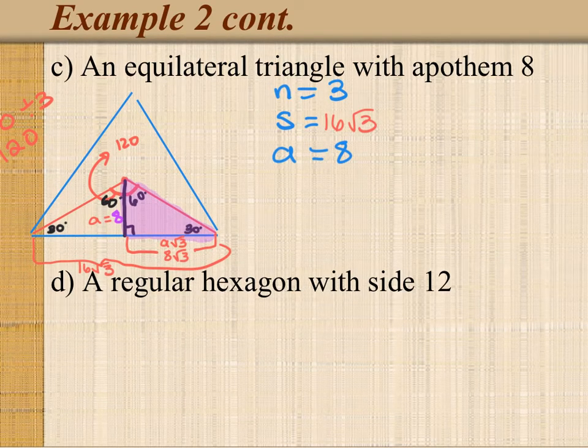Again, like I mentioned with the hexagon, they could give you the radius instead of the apothem on these. You would just have to divide by 2 to get the A and then work your way back, okay? But it is possible to see that.